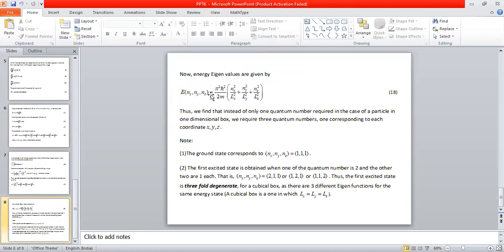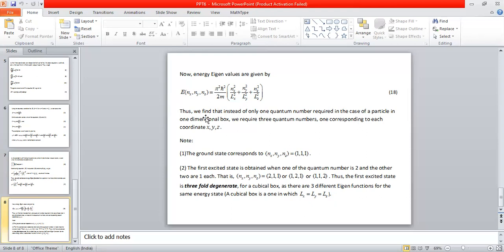The energy eigenvalues of a particle trapped inside the potential box are given by E. Clearly, E is a function of nx, ny, and nz. So E of nx, ny, nz is given by pi square h cross square divided by 2m into nx square divided by lx square plus ny square divided by ly square plus nz square divided by lz square. So equation 18 represents the energy eigenvalues of a particle trapped in a three-dimensional box, where nx is equal to 1, 2, 3, etc., ny is equal to 1, 2, 3, etc., and nz is also equal to 1, 2, 3, etc. Lx, Ly, and Lz are the lengths of the potential box along the x-axis, y-axis, and z-axis respectively.